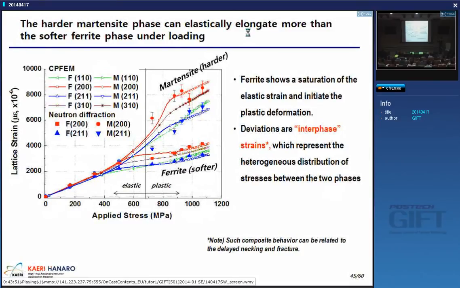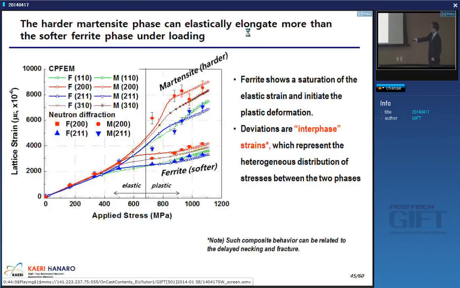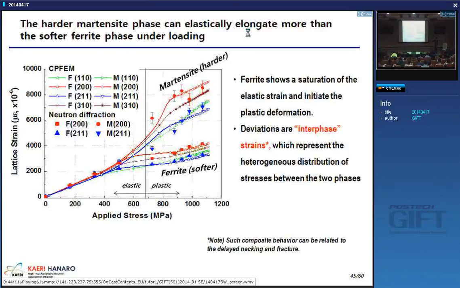So what this means: with bulk stress, when you have tension on the x-axis, lattice strain increases. It's reasonable, right? Tensile, and the lattice plane increases. The elastic region is quite linear, right? So when you have tension, strain also increases. But somewhere the behavior is different. Ferrite does not increase; it is relatively parallel, saturated. And martensite keeps going up.